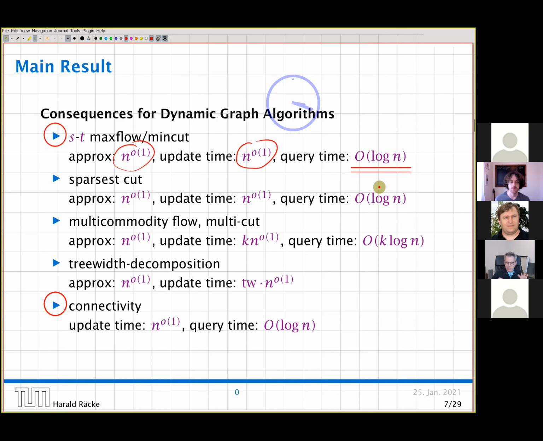All these applications here, there were no real trivial bounds and no non-trivial bounds known before. So these are consequences for dynamic graph algorithms. But the real problem with this is the approximations are all n to the little o of 1, and ideally one would like to have something better. But you will see that using this approach, this might not be that easy.